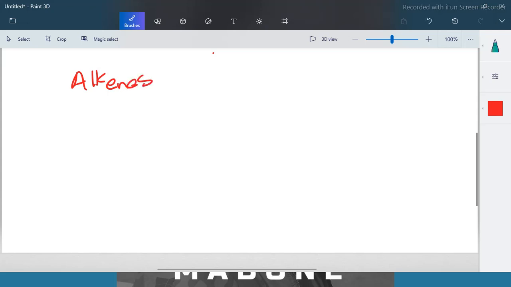Alkenes. Guys, alkenes, I told you that they have a double bond, right? Now, how do you know that something has a double bond? This is very easy. I believe you have something like this in your examination guideline. If you don't, it's fine.